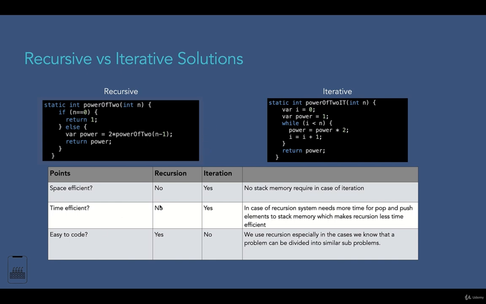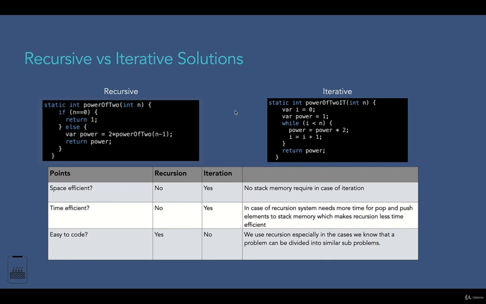The third point is ease of coding. We know that developing a method using recursion is easier than iteration. In this case both are easy, but if the problem is very complex, you will notice that writing an iterative solution becomes extremely difficult. We use recursion especially in cases where a problem can be divided into similar subproblems. This pattern is called the divide and conquer pattern, and we will have a separate section for it, where we will explain everything in detail.